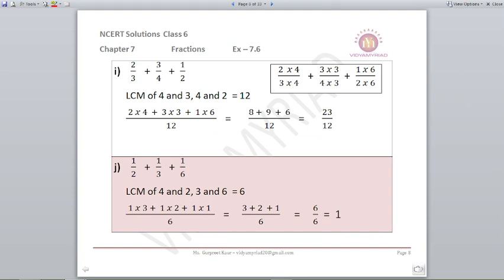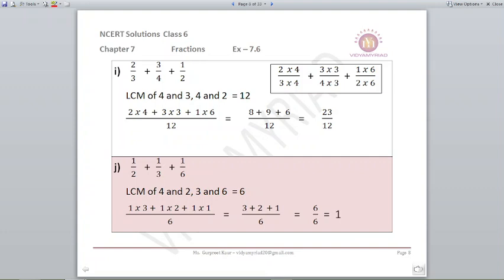Now 2 upon 3 plus 3 upon 4 plus 1 upon 2. Like we were doing 2 fractions, same way we are doing 3 fractions. Now we have in the denominator 3, 4, 2. We will take its LCM. It comes out to be 12. So 12 will remain as common under the LCM denominator. What will happen in the numerator? 2 will be multiplied by 4 plus 3 will be multiplied by 3 plus 1 will be multiplied by 6, which gives me 8 plus 9 plus 6 upon 12, that is 23 upon 12.